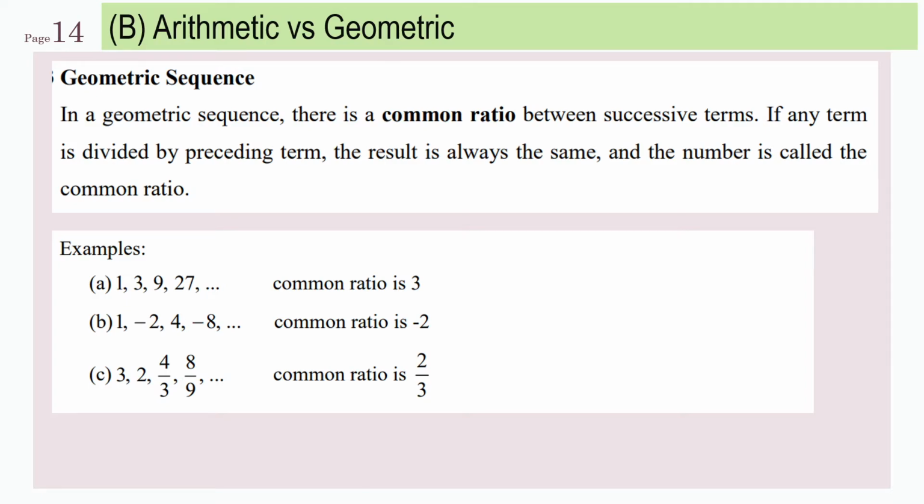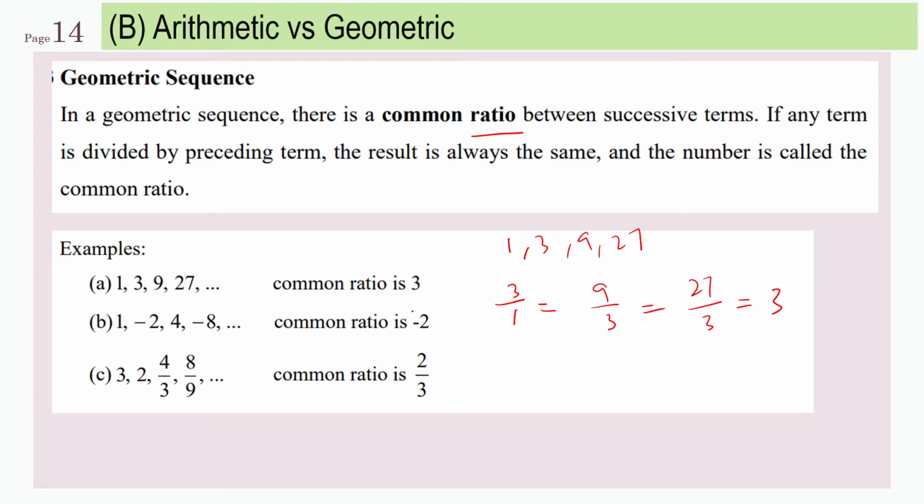But in a geometric sequence, there is a common ratio. It's not a common multiple, because we divide the later term by the previous term. That's why it's called a ratio. When you use dividing, it must follow a certain pattern. For example, when I have 1, 3, 9, 27, I use 3 dividing 1, 9 dividing 3, 27 dividing 9, and all must give me the same ratio, that is 3.